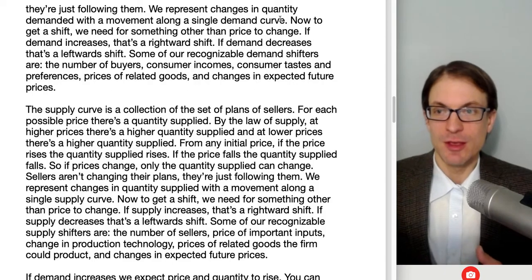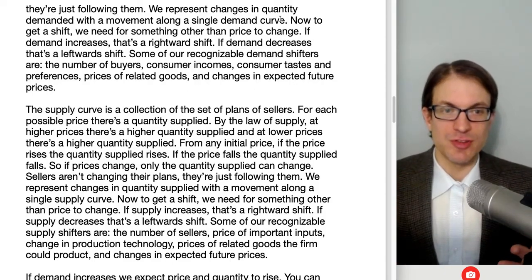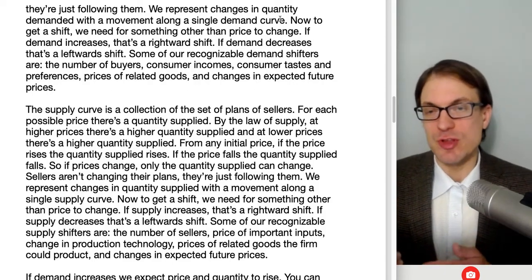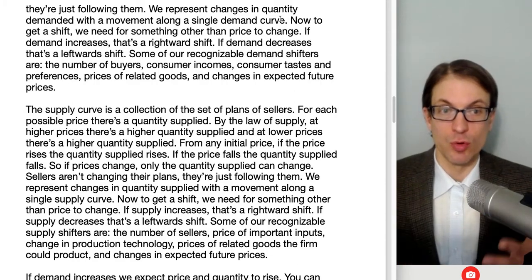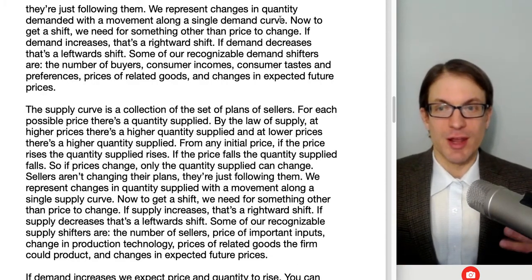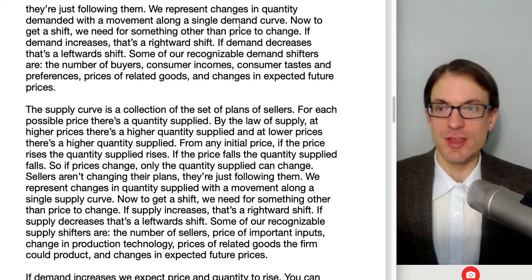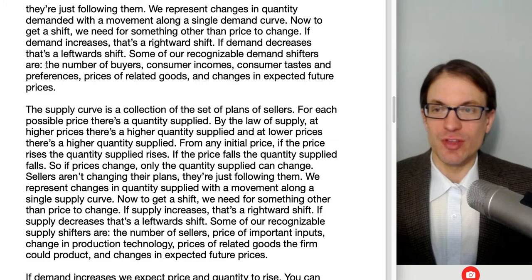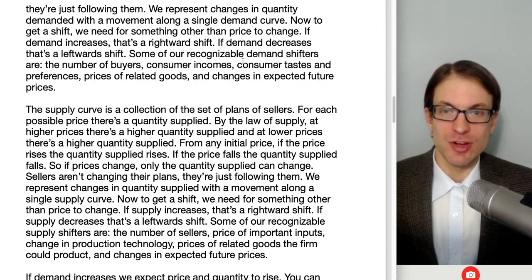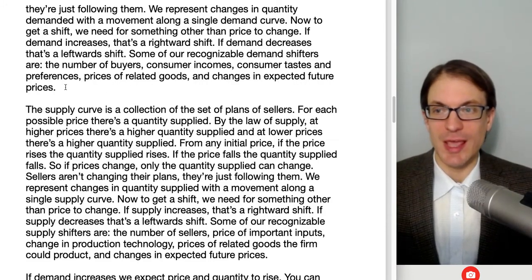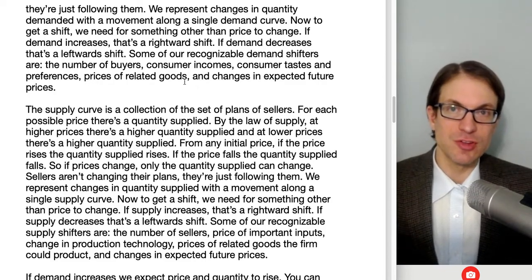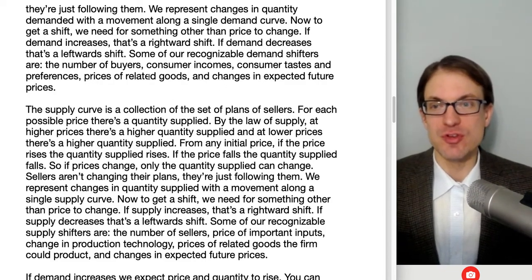So if demand is increasing, that's a rightward shift. If demand decreases, that's a leftward shift of the whole demand curve. And we've got a collection of recognizable demand shifters that could do one or the other of these. So for demand shifters, it's a change in the number of buyers, a change in consumer incomes, a change in consumer tastes and preferences, changes in the prices of related goods, and changes in expected future prices.